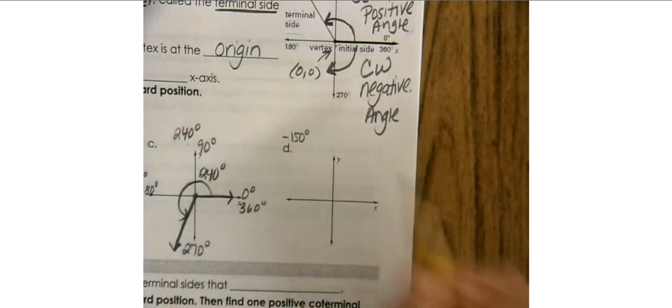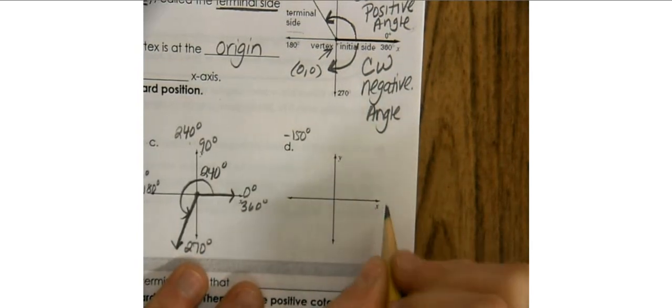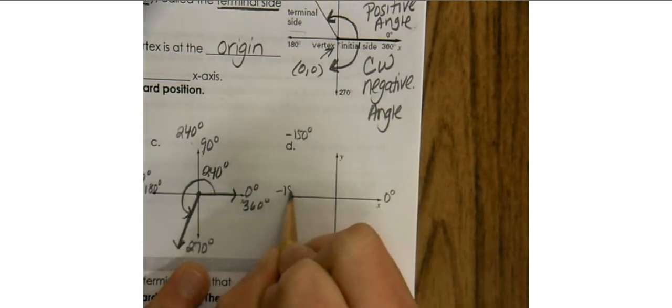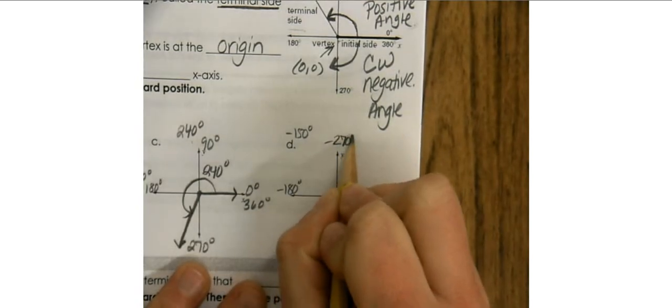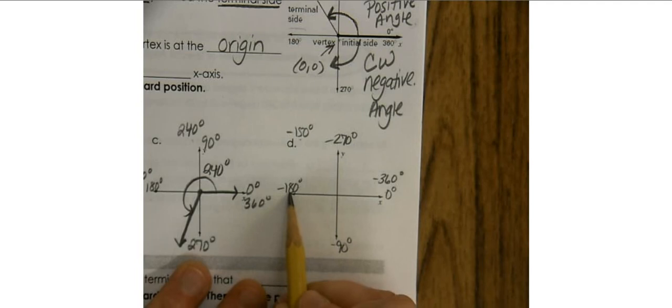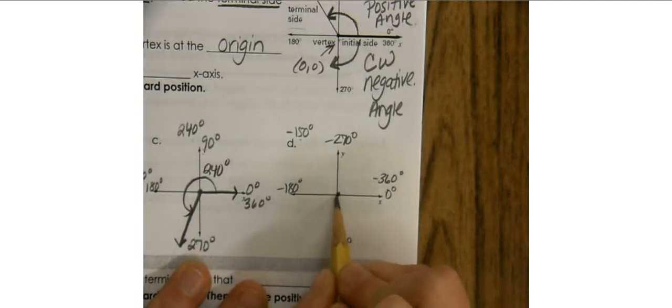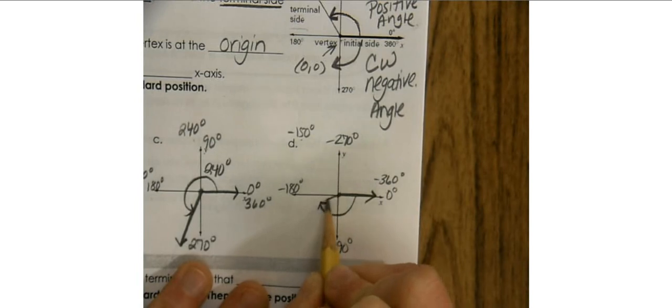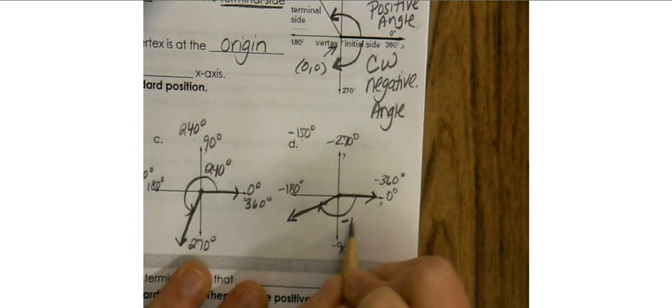For letter D, we have negative 150 degrees. So that means that you should have labeled your axes using negative degrees. So I have 0 degrees, negative 90 degrees, negative 180 degrees, negative 270 degrees, and negative 360 degrees. Now, negative 150 is going to be located about 30 degrees away from negative 180. So I'm going to draw my initial side, and I'm going to go in a clockwise motion back about right here, more than halfway for sure. And this represents negative 150 degrees.